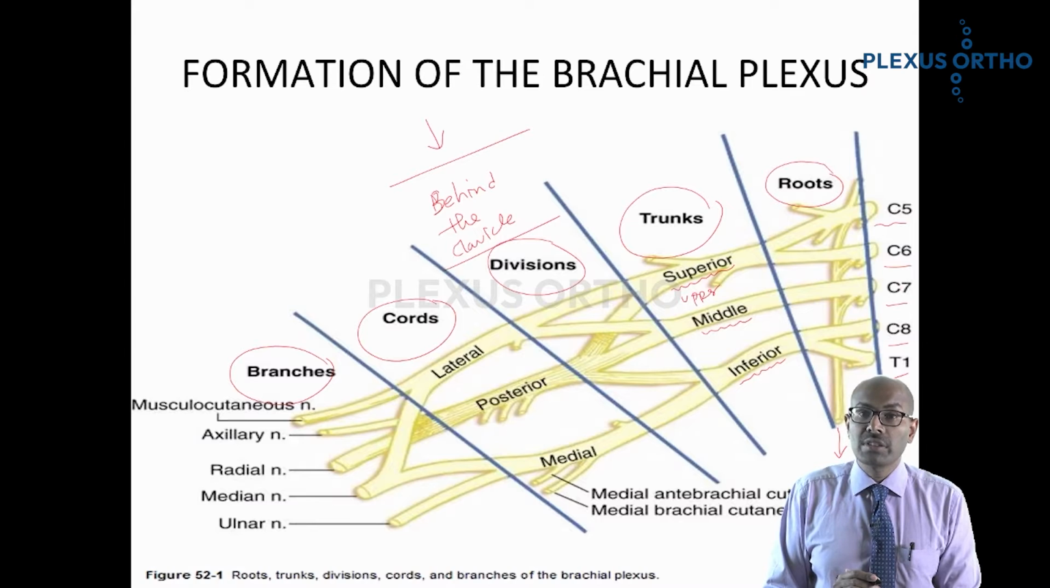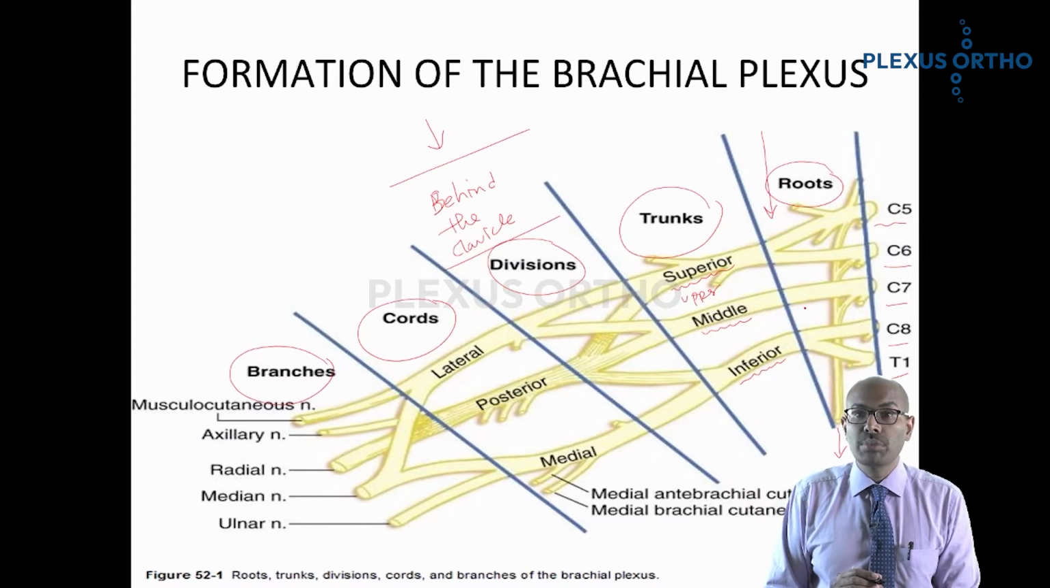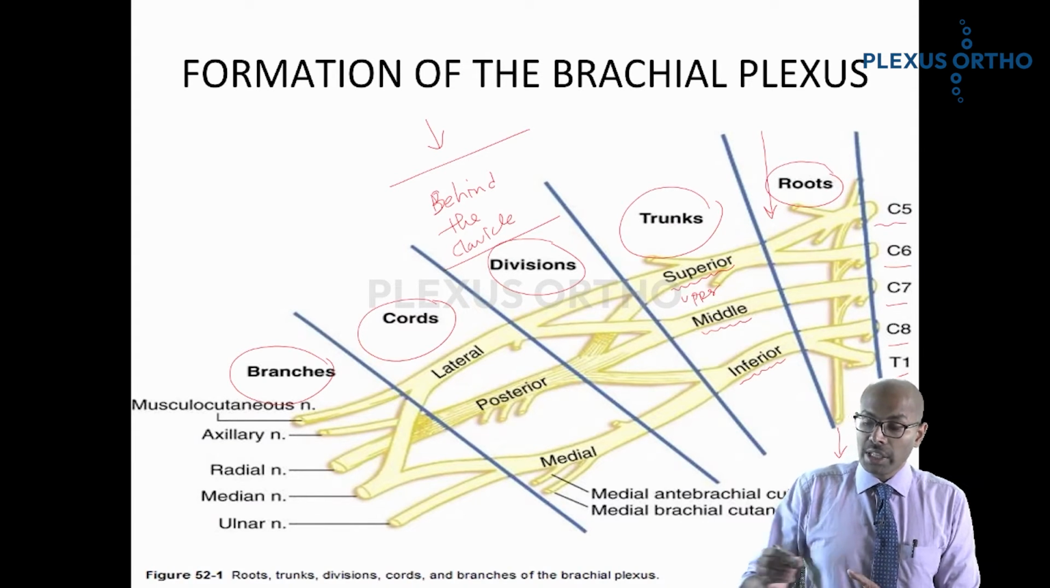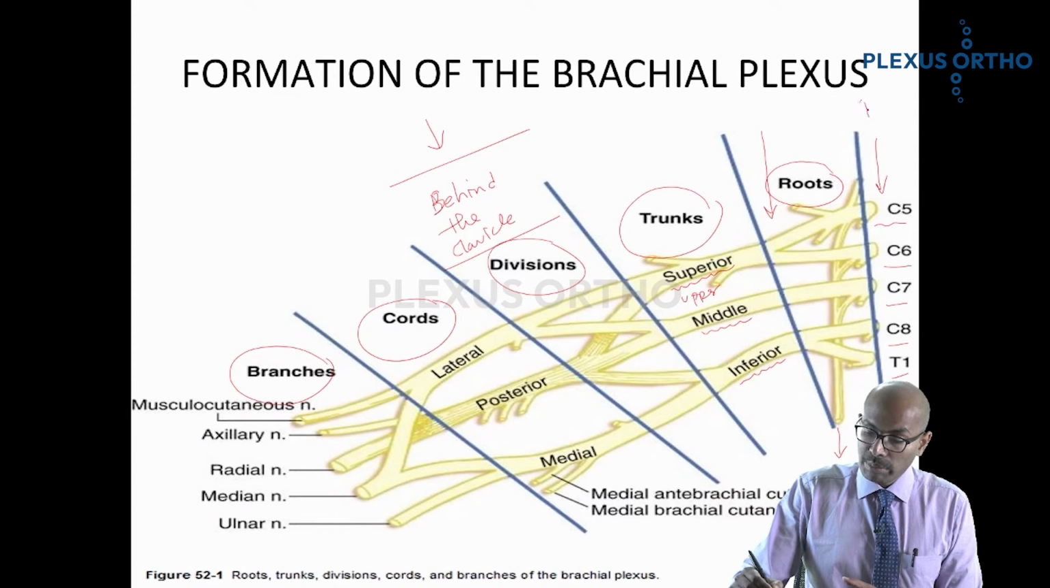What is the clinical significance? If this nerve is intact, it indicates that the injury is distal to this point. That means it is a postganglionic injury. And if the nerve is injured, that means the nerve injury is proximal to it, and it is called a preganglionic injury. Why should we differentiate between preganglionic and postganglionic injuries?